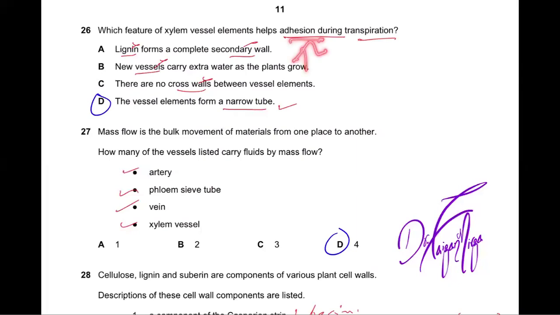So adhesion is between the walls and water molecules. If the tube is narrow, it would allow more water to cling to the walls. Lignin forms a secondary wall? Well, the secondary wall is made by cellulose only, and then lignification occurs.